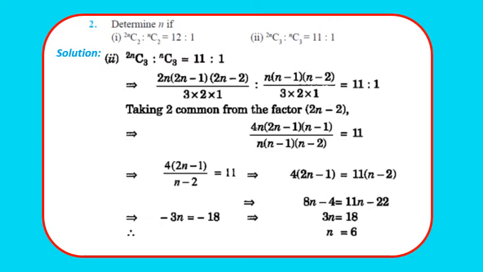So on simplification, we will get 4n into (2n minus 1) into (n minus 1) upon n into (n minus 1) into (n minus 2) equals 11. So again simplifying, we get 4 into (2n minus 1) upon (n minus 2) equals 11. So cross multiplying, we get 4 into (2n minus 1) equals 11 into (n minus 2), which gives 8n minus 4 equals 11n minus 22. So on solving, we get n equals 6. Clear? So pause and note down the solution.